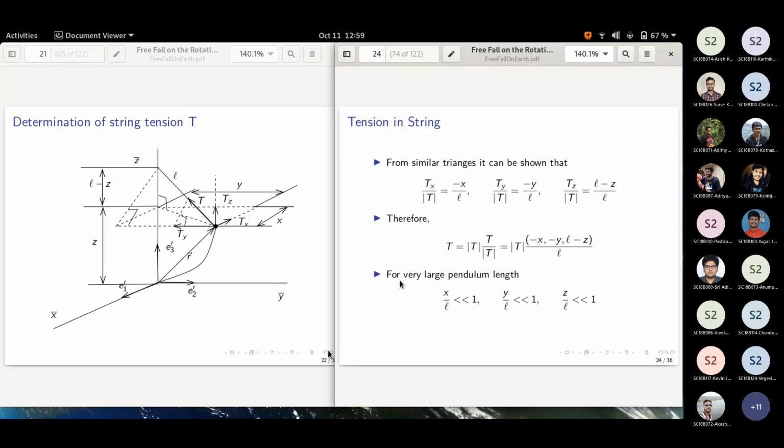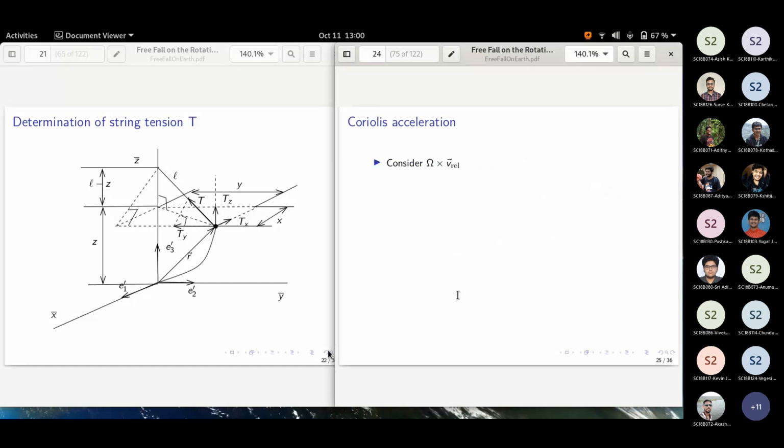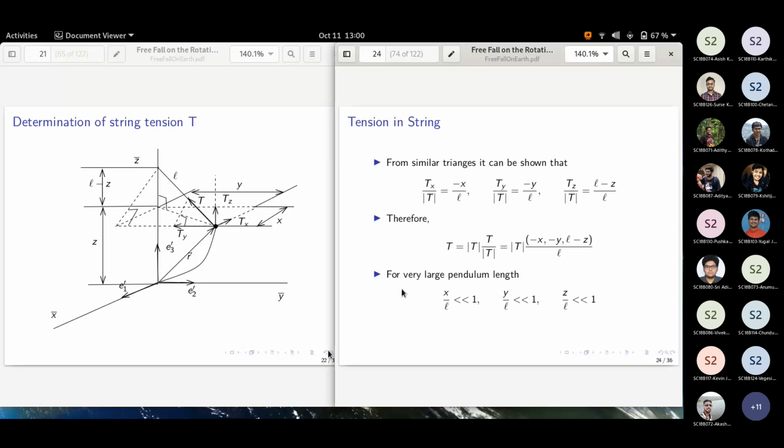So for a very large pendulum, we can make certain assumptions. If the length is very large, and the amount it moves away in the x and y direction is very small, and also the height it rises above the ground. Imagine a 10-meter string, and at the bottom a few centimeters of motion along xy, then obviously the height variations will also be very low. Therefore, x by L, y by L, and z by L will be significantly less than 1. So we can make these approximations. We will be using them in our derivations.